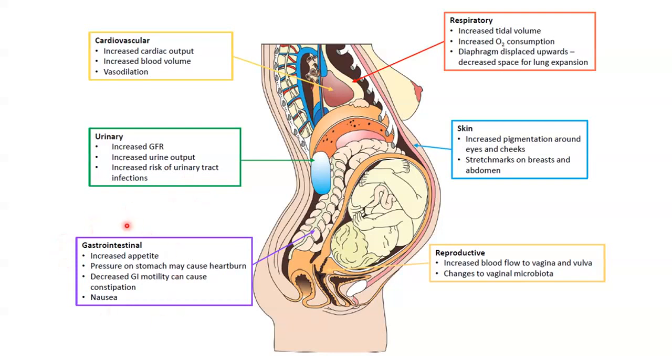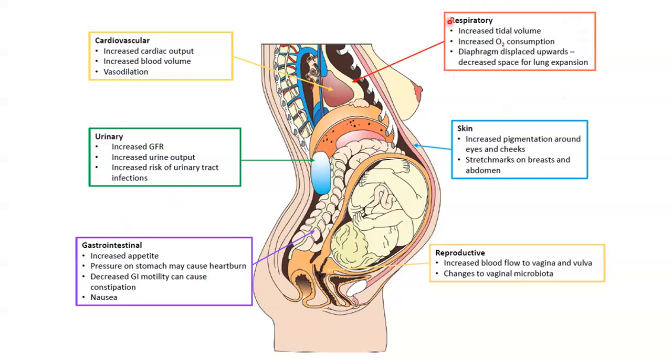Gastrointestinal changes can include an increase in appetite due to the additional nutritional needs of the fetus, a decrease in the gastrointestinal tract motility, which can cause things like constipation and a delaying of gastric emptying. In turn, this can produce things like nausea, vomiting, and heartburn.